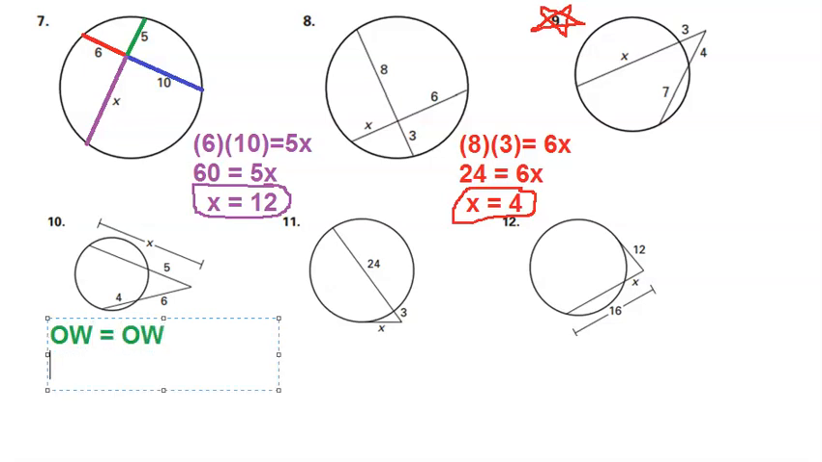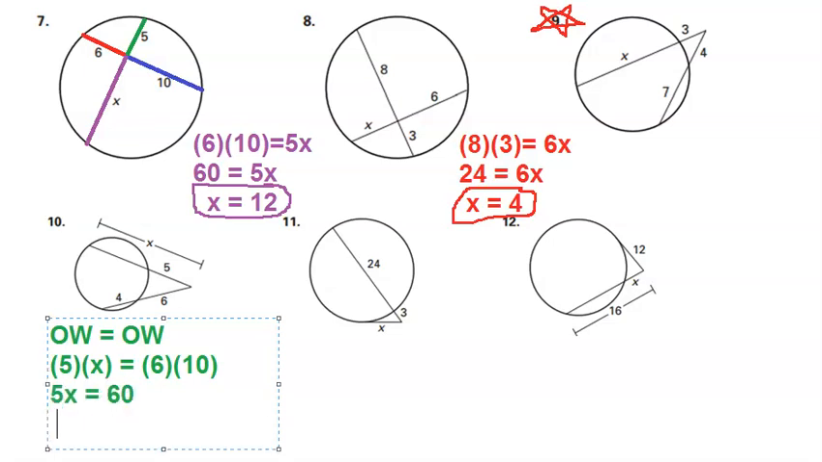All right, so if you look on the top line, the outside part is 5. The whole thing is x. If you look on the bottom segment, the outside part is 6, and the whole thing is 6 plus 4, which is 10. So 5x equals 60, so x equals 12. So outside times the whole. Out-out, out-out. All right, number 11.